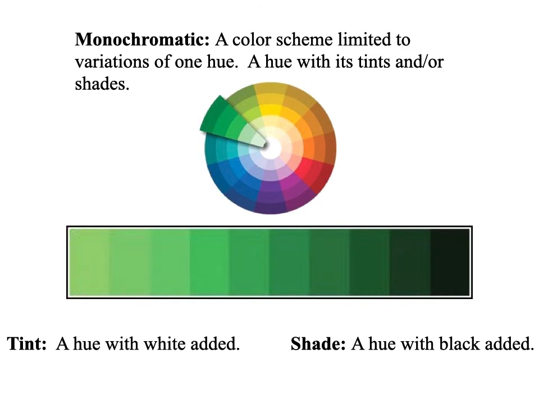We also talk about monochromatic. Within each wedge of the color wheel, you're going to alter the way it looks. So you're going to change the tint, the hue with white added, or the shade, the color with black added. You're going through all the values of one hue on one little pie slice of that color wheel.